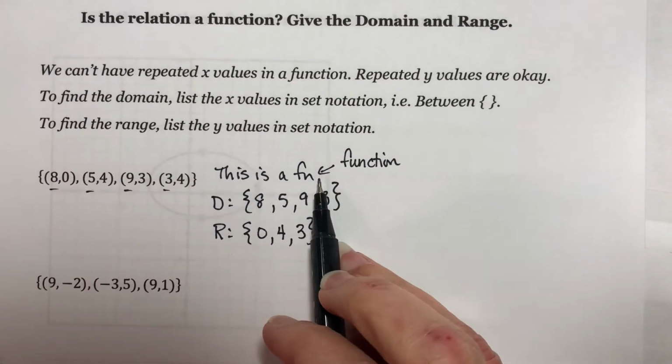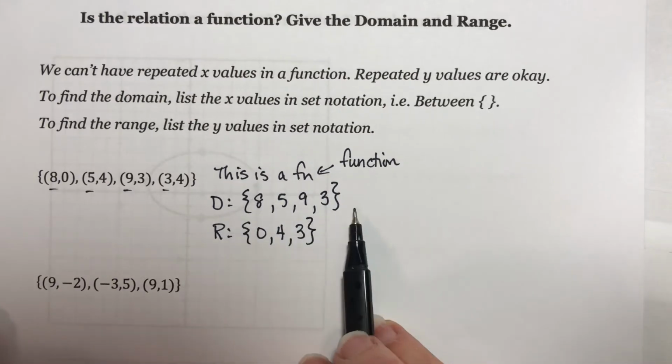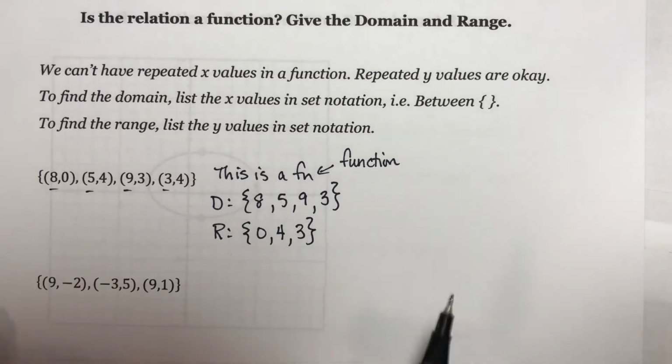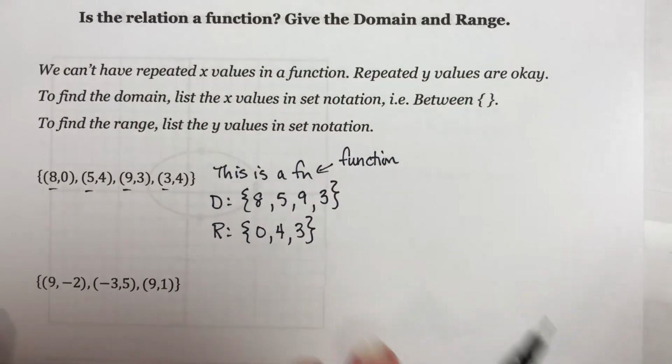So it is a function because there are no repeated x's. The domain, we list our x values. The range, we list our y values. These really are this easy. Okay, don't make them hard.